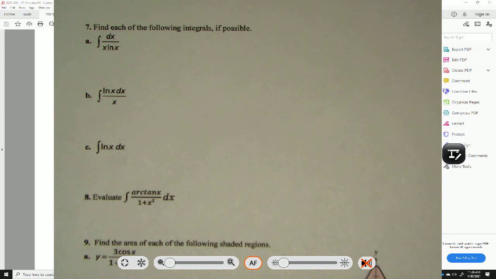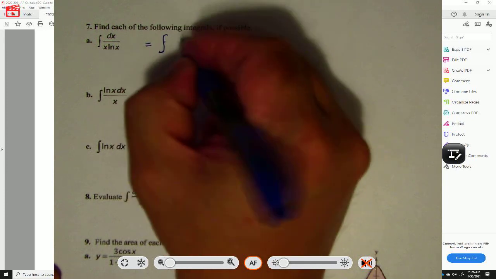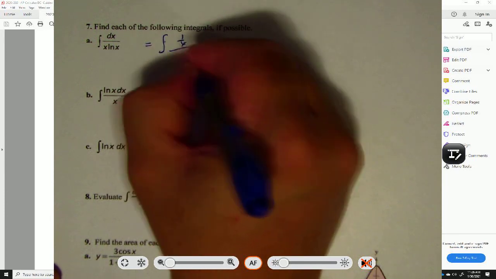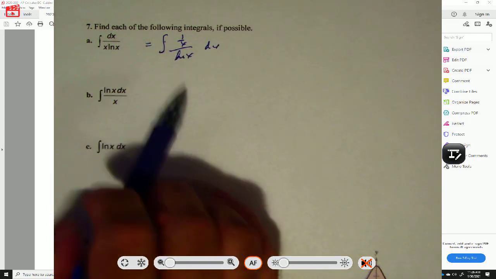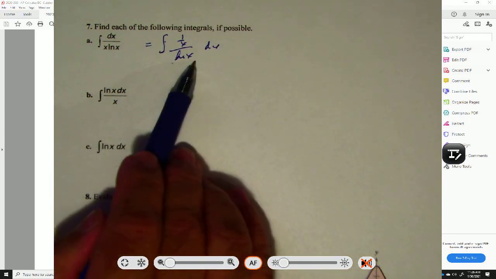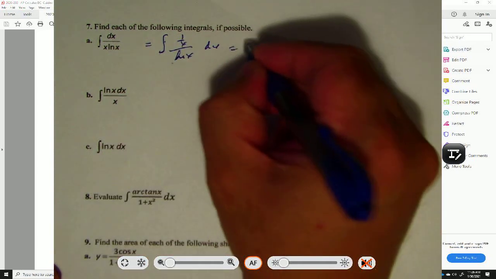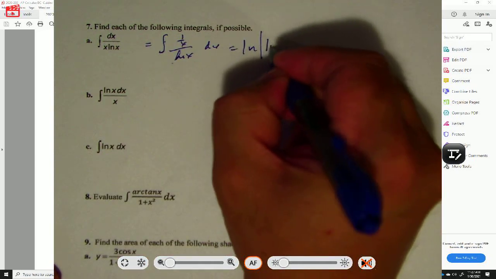Okay, find each of the following integrals if possible. We talked about this one, right? 1 over x log x. So I'm going to rewrite this as 1 over x over the natural log of x dx. If I have it that way, the derivative of the denominator is in the numerator. So it's just natural log of the absolute value of natural log of x plus c.